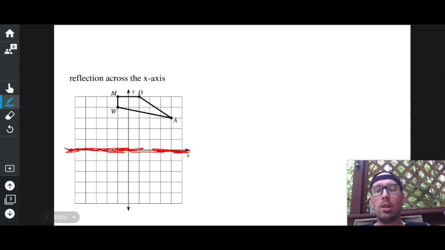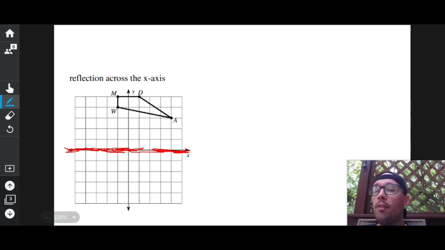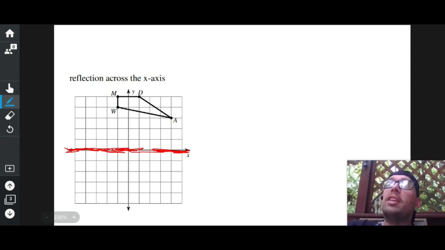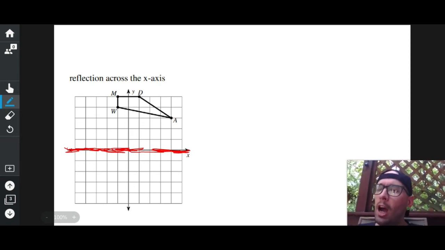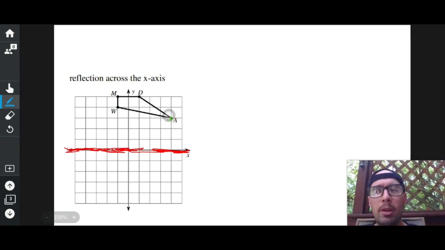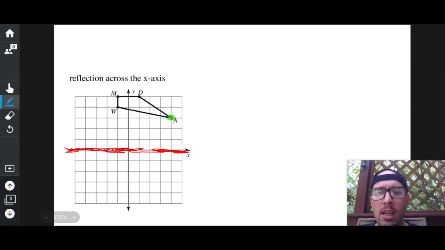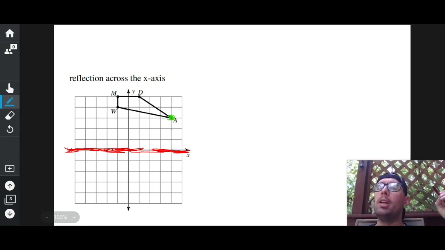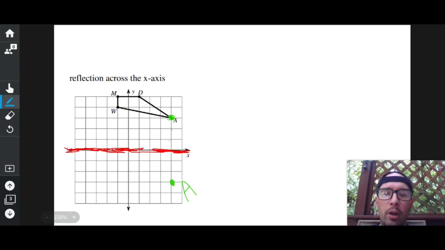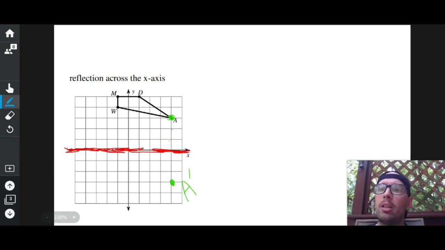What will that look like? However far I am above the water, I'm looking down at myself that far deep into the water. So this is how I reflect. I go one point at a time. Let's start with A because it's first in the alphabet. A appears to be 1, 2, 3 spaces away from my mirror. So its opposite is going to be 1, 2, 3 spaces away into the mirror, and I'm going to call it A prime because it's my image.